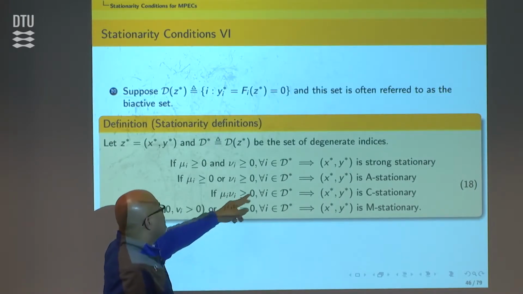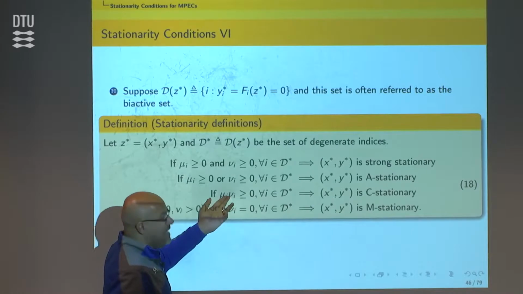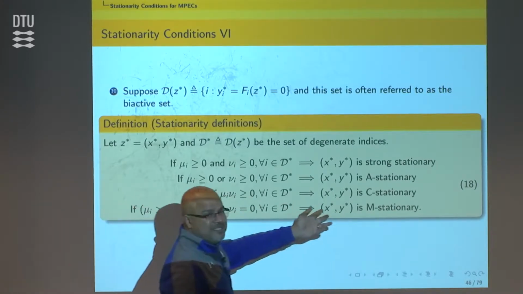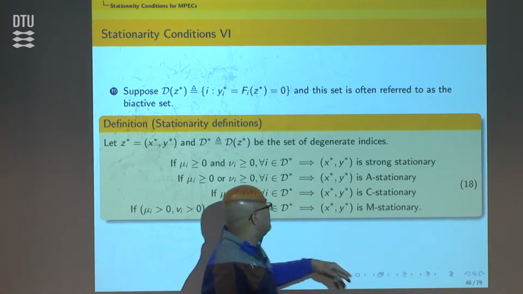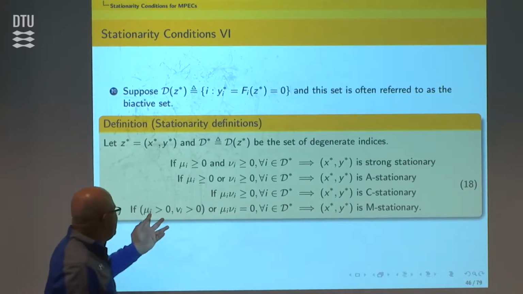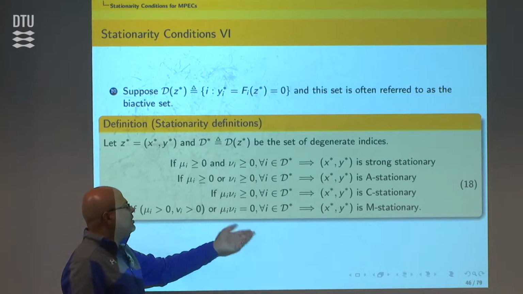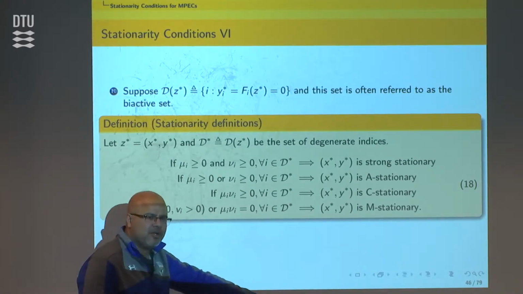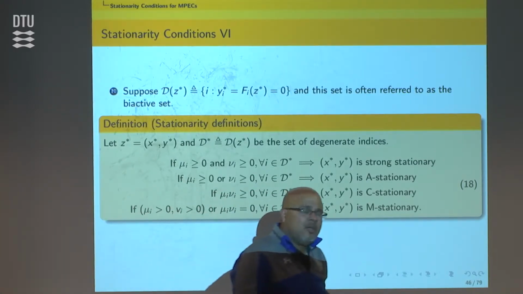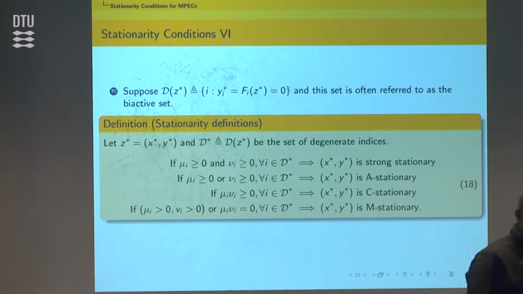If the product is non-negative, which means that both could be negative, then it's called C stationary, or Clarke stationary. And if both are strictly positive or 0, then it's called M stationary, or Mordukhovich stationary. Now, there are a lot of definitions here, right? I gave them to you to tell you there's this alphabet soup of stationarity conditions.